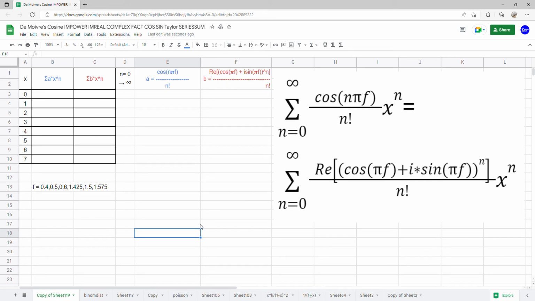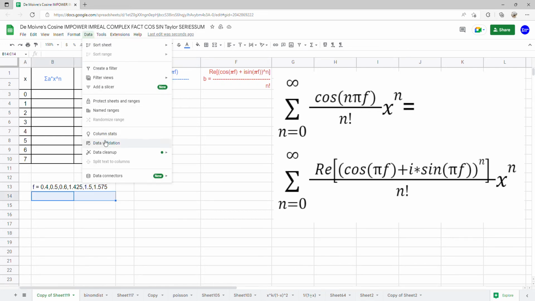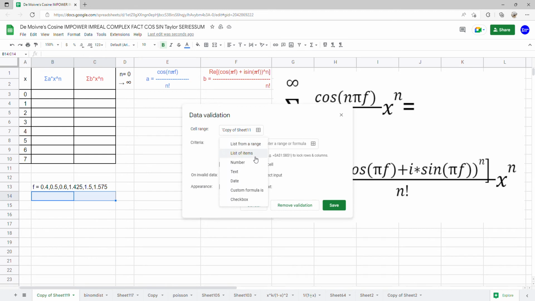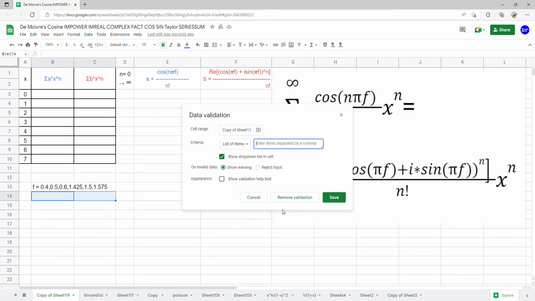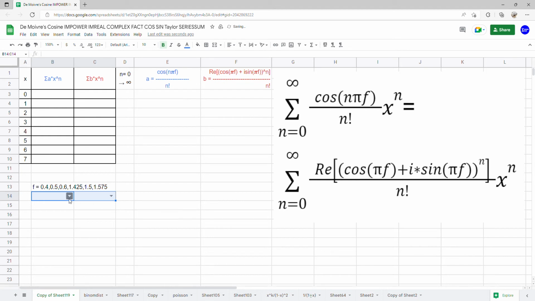In this video, we'll generate the DeMoivre cosine function using IMPOWER, IMREAL, complex, factorial, cosine, sine, and the Taylor series expansion. We begin with the values of f. So data validation, list of items, 0.4 to 1.575. We can start with 0.4.